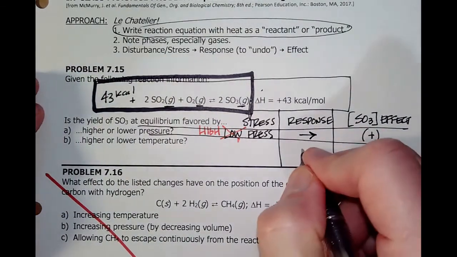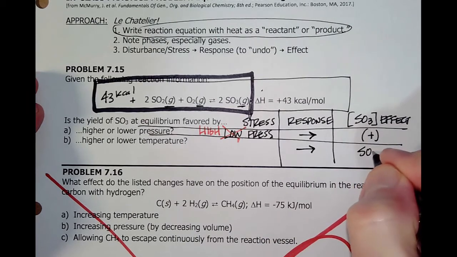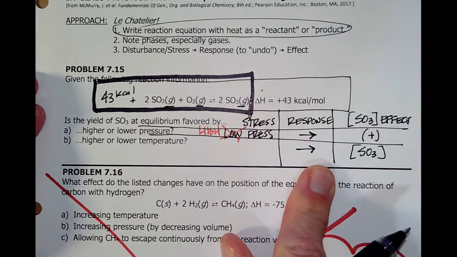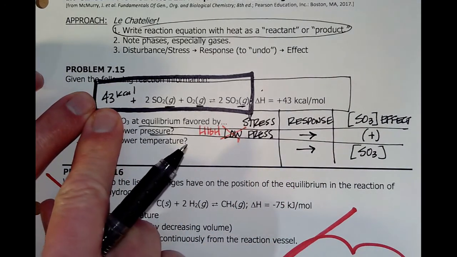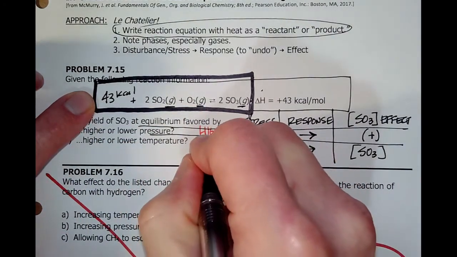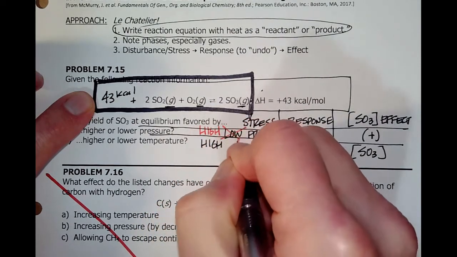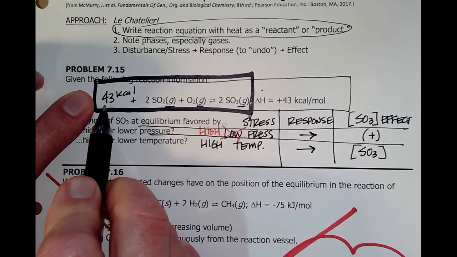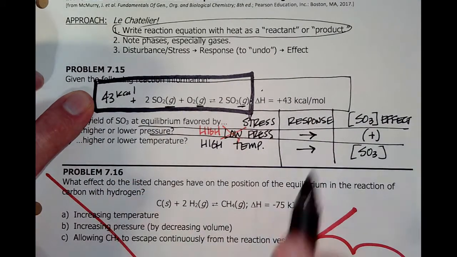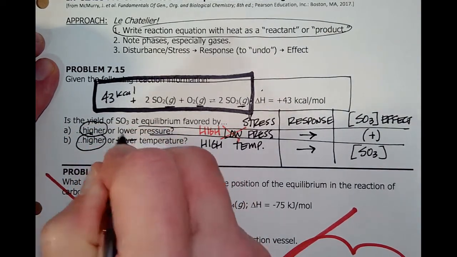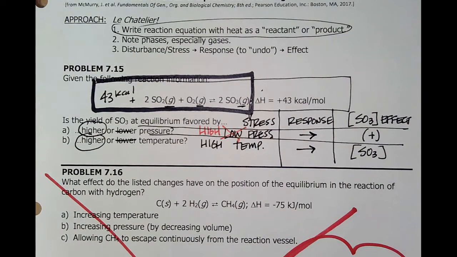Same thing, I want more of SO3. Well, what would force it to go to the right? Well, if I add heat, it's going to try to use up the heat. So I'm going to run this at a high temperature. If you've got it at equilibrium, you increase the temperature, this endothermic reaction will try to use up that heat, and it'll constantly be shifting to the right. So high pressure, high temperature. It's another way to think about it.